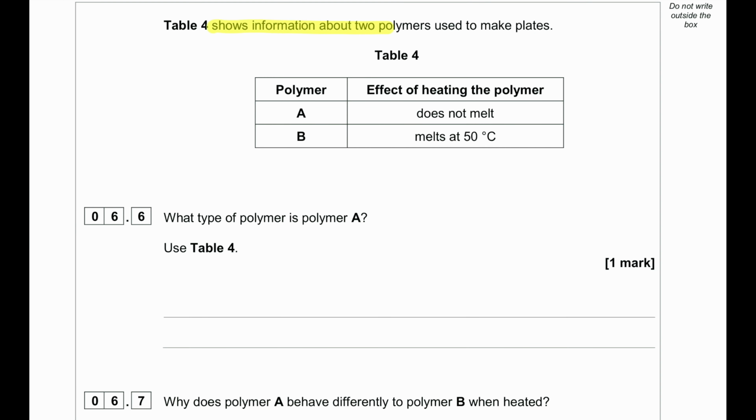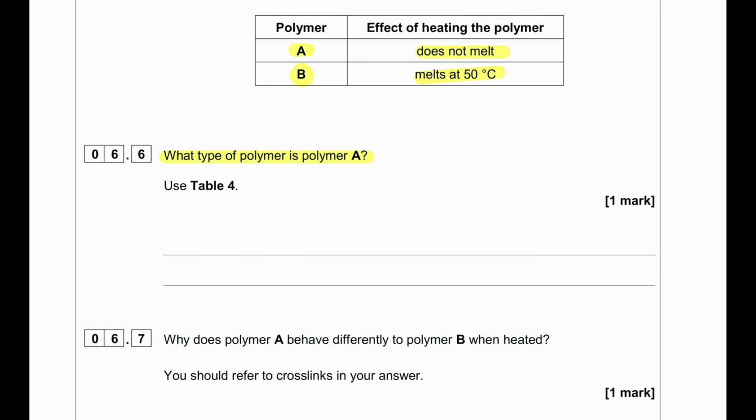Table 4 shows the information about two polymers used to make plates. Polymer A does not melt on heating, and polymer B melts at 50 degrees Celsius. What type of polymer is polymer A? So polymer A is not affected by heating, alright? That means it is a thermosetting polymer.